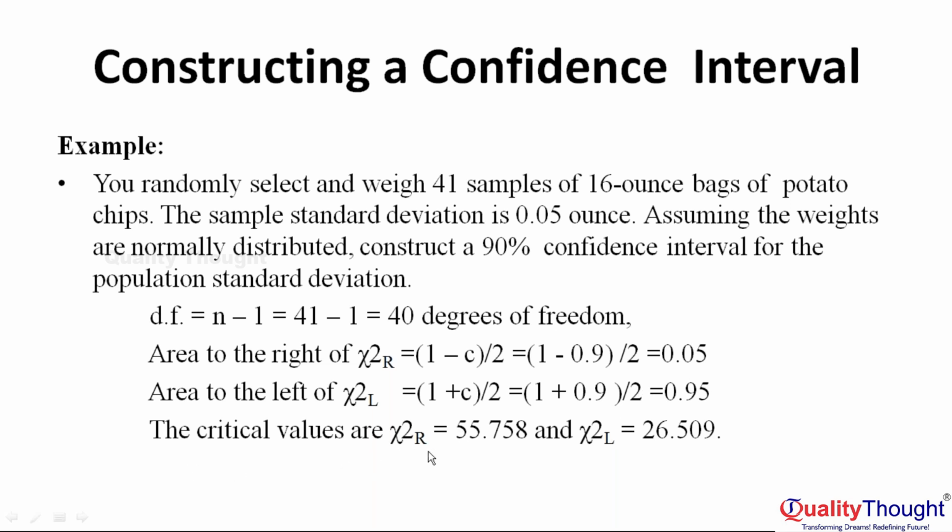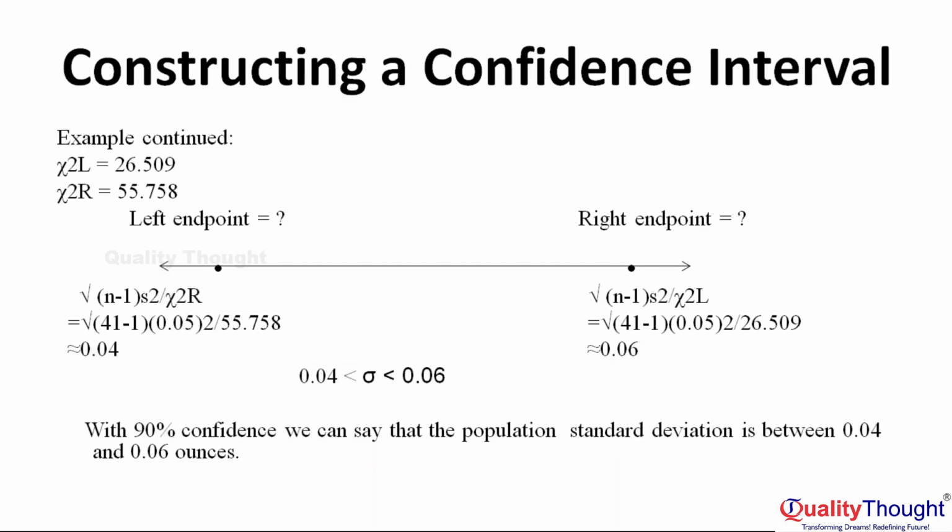The critical values are chi-square R, 55, and chi-square L, 26. So here we need to understand the left end point and the right end point, so we have the range.